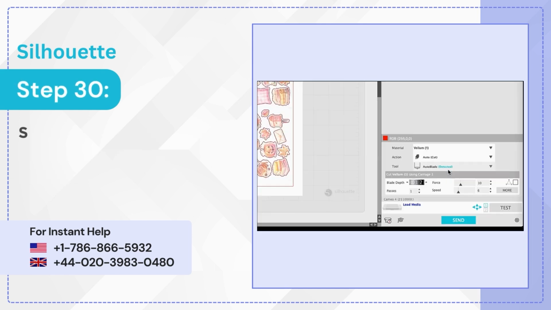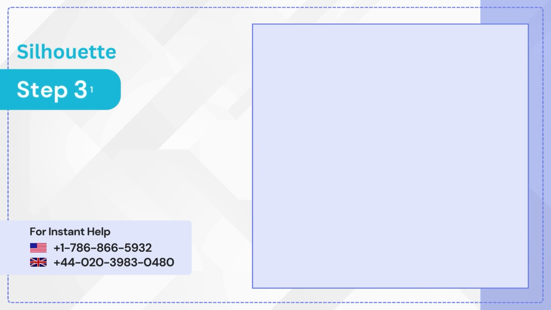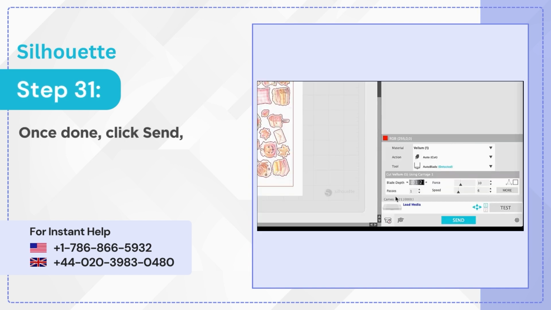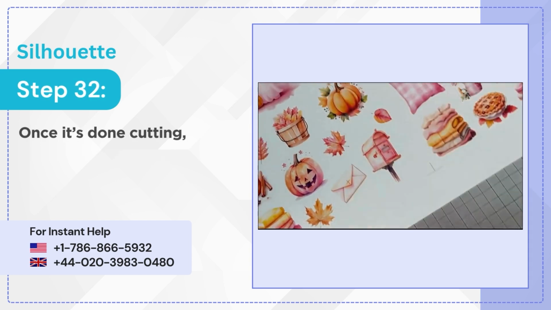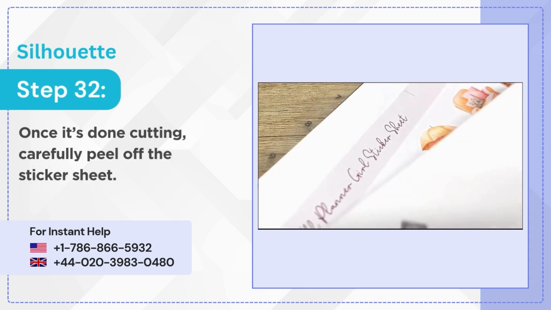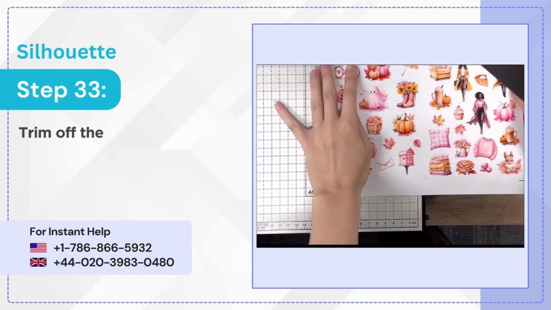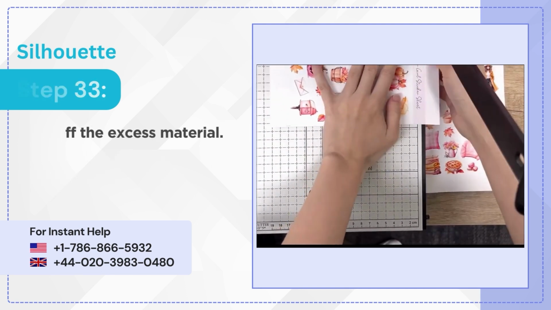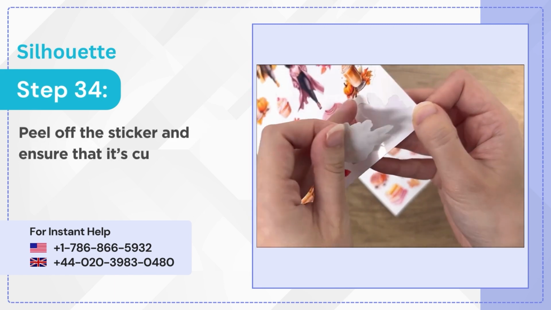Step 30. Set the blade depth to 1, force to 10, speed to 6, and passes to 1. Step 31. Once done, click Send and the machine will start cutting. Step 32. Once it's done cutting, carefully peel off the sticker sheet. Step 33. Trim off the excess material. Step 34. Peel off the sticker and ensure that it's cut all the way through.